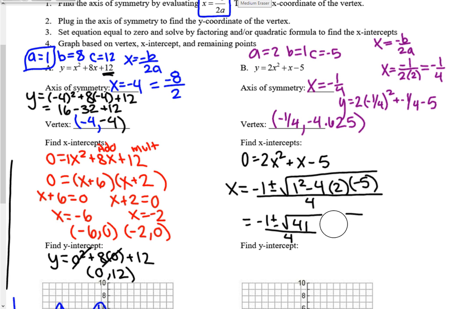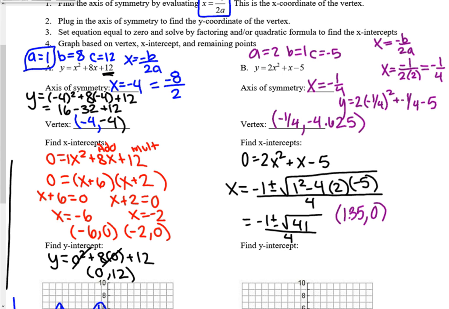Well, the square root of 41, I can't simplify. It's not going to break down to anything for me. So I'm going to go ahead and plug that into my calculator so I can get a decimal estimate of where our x-intercepts are going to be. So I'm going to do negative 1 plus the square root of 41. I'll take that answer and I'll divide it by 4. So I know one of my x-intercepts is going to be at 1.350.